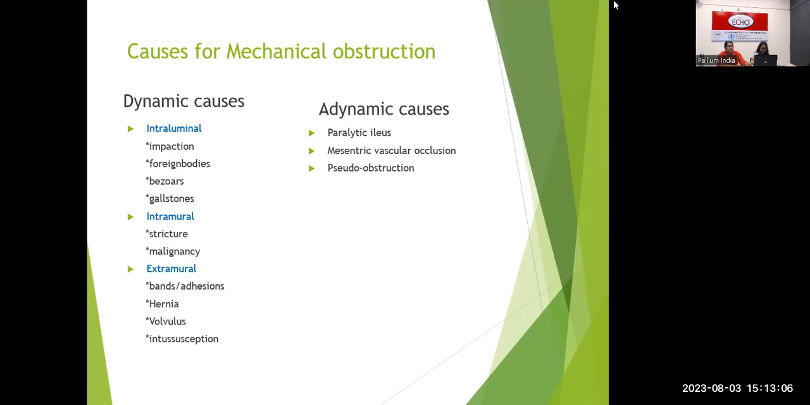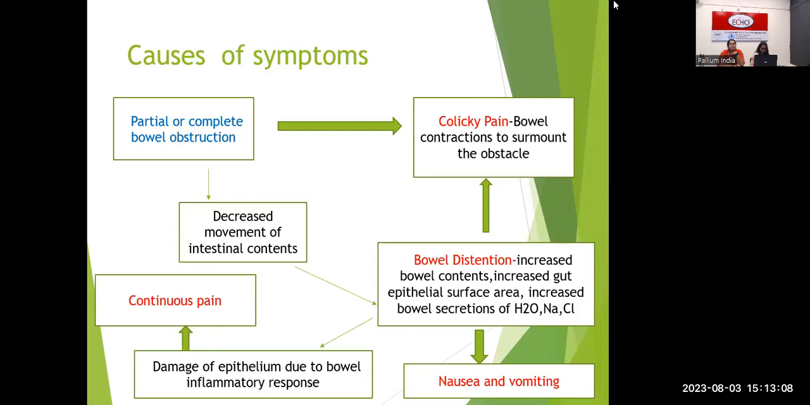So the common symptom that you see, in both partial and complete bowel obstruction, is that the patient can present with colicky pain. That is a typical presentation. On and off type of pain can be there initially. Later it can be a continuous type of pain. The cause for colicky pain is that the bowel contracts to pass the obstacle. See, there is obstruction here. The intestine is trying to push it forward, and that time the pain occurs. That is a cause for pain in intestinal obstruction.